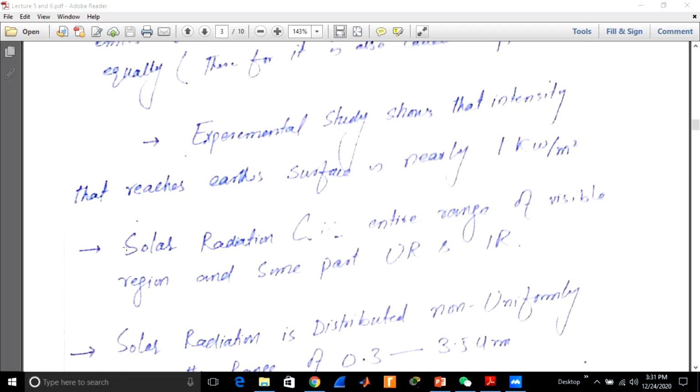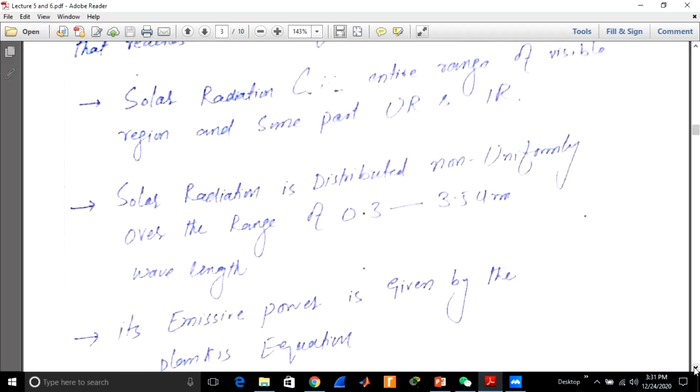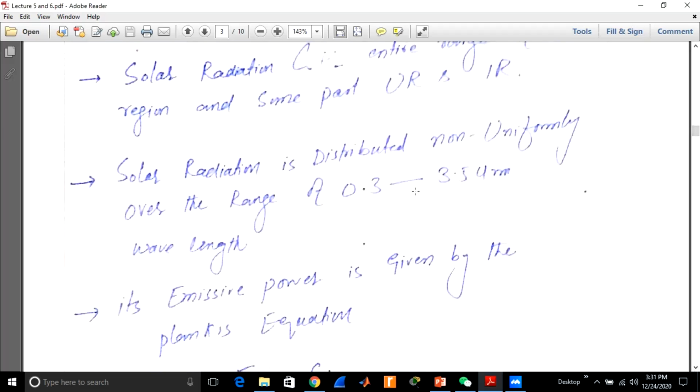So the experimental study showed that the intensity that reaches the earth's surface is nearly 1 kilowatt per meter square. The solar radiations cover the entire visible range and some portion of the ultraviolet and infrared ranges, as shown in the figure. The solar radiation is distributed non-uniformly. What is meant by non-uniformly? Some portion will be small, some portion will be large. So the solar radiation is distributed non-uniformly over the range of 0.3 to 3.5 micrometers.